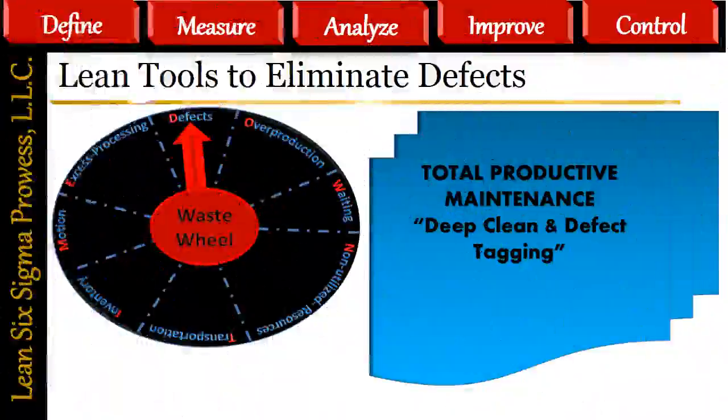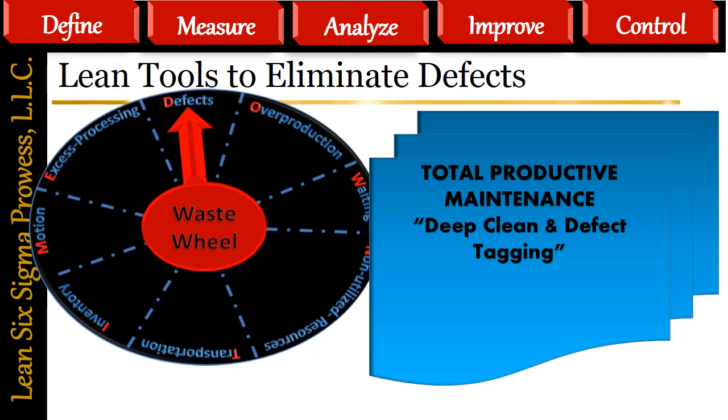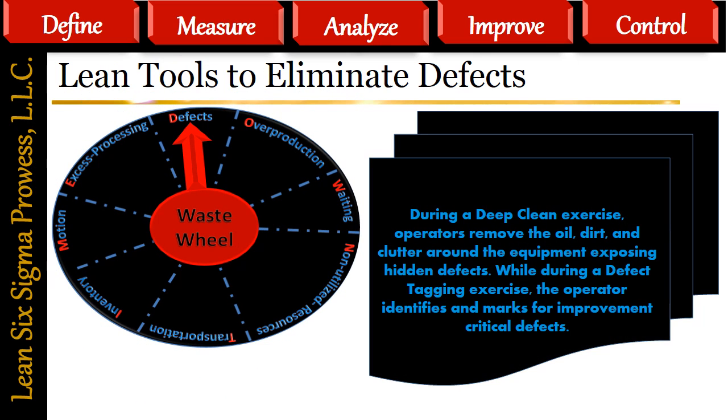Total productive maintenance deep cleaning and defect tagging exercises eliminate defects on the equipment, which yields scrap and rework. During a deep clean exercise, operators perform a deep clean on the line, removing the oil, dirt, and clutter around the equipment, exposing hidden defects. While during a defect tagging exercise, the operator identifies and marks for improvement the critical defects that cause scrap and rework. Eliminating equipment defects decreases downtime related to minor stops, breakdowns, and process failures. The three main causes of rework and scrap.